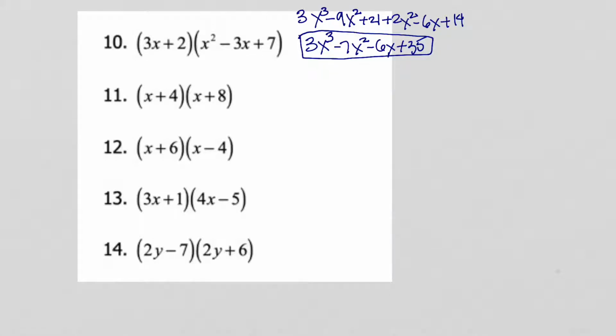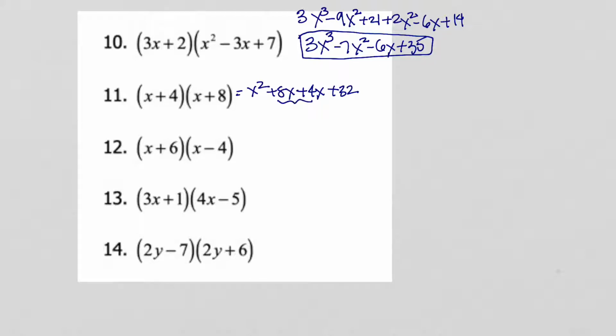Number 11, I'm going to take this x, multiply it through. Then I'll use the 4 and go through. So let's take the x. X times x is x squared. And then x times 8 is 8x. Let's go over here to this middle product. 4 times x is 4x. And then, last and last, 4 times 8 is 32.